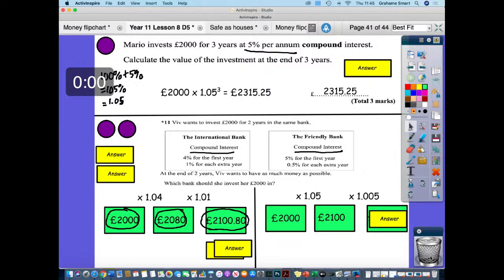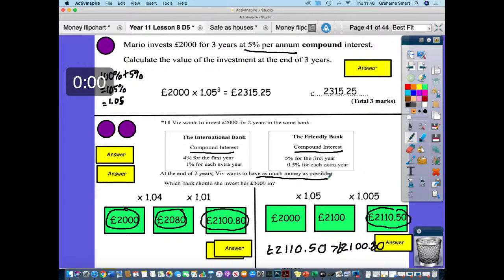2,100 multiplied by 1.005 will give me £2,110.50. And we can see here that £2,110.50 is greater than £2,100.80. So what does that mean? It means the friendly bank would be where Viv puts her money because she wanted to have as much money as possible at the end of the 2-year period.